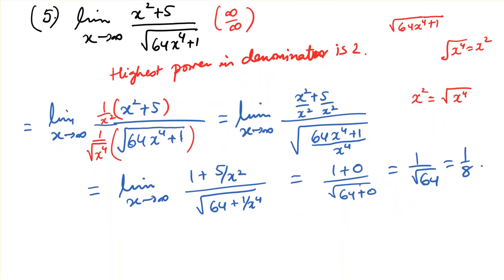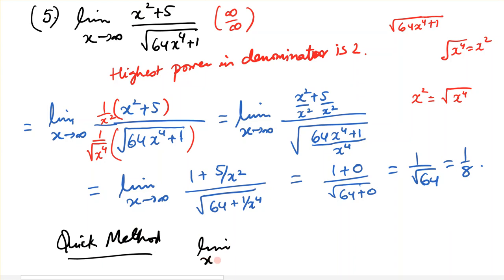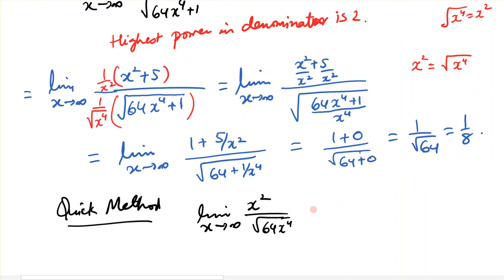And if you want, the quick method would have been to look at the leading terms. In this case, the leading term is x squared in the numerator, and in the denominator, the leading term is the square root of 64x to the 4. We can rewrite this as x squared over 8x squared, and we notice that x squared cancels, and in the end we get the same value of the limit, but this is much faster.